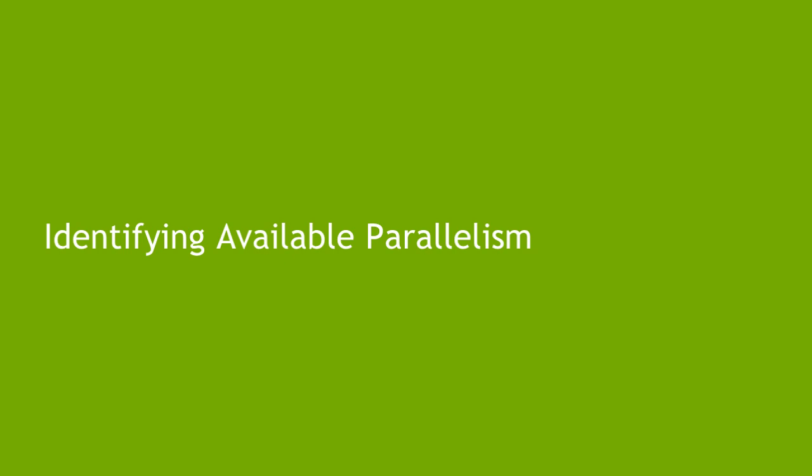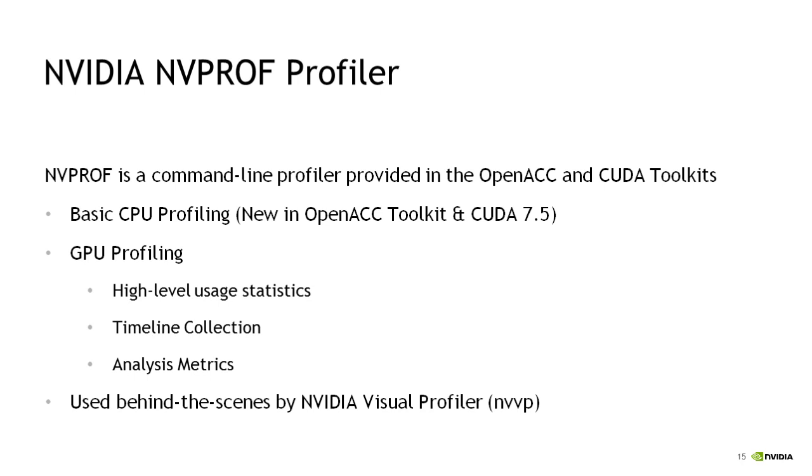First is the NVIDIA Visual Profiler. So if you've downloaded the OpenACC toolkit, or if you've downloaded the CUDA toolkit, this is available to you. Traditionally, we've used nvprof to look at the performance on the GPU. However, with CUDA 7.5 and with the OpenACC toolkit, we've added support for CPU profiling. To be specific, what we do is CPU sampling.